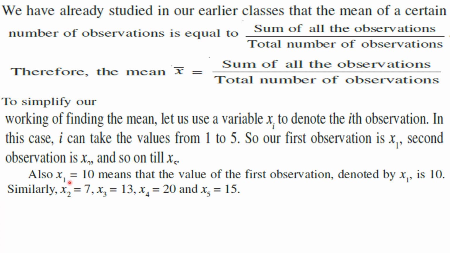So x1 is equal to 10 means that the value of the first observation is 10. Similarly, x2 is equal to 7 means the value of the second observation is 7. x3 is equal to 13 means the value of the third observation is 13. x4 is equal to 20 means the value of the fourth observation is 20. And x5 denotes the value of the fifth observation, that is x5 is equal to 15. Understood this point, my children? Right.